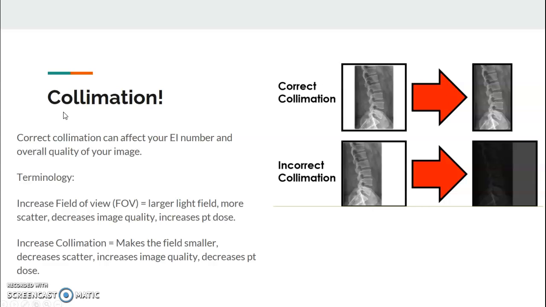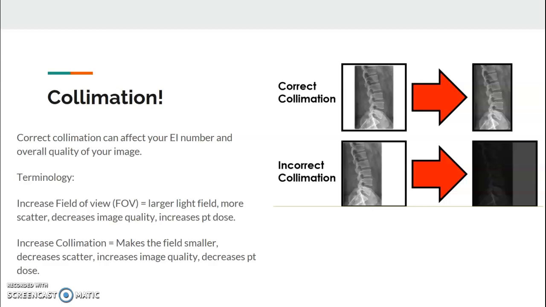Collimation, there can also be collimation errors, and it can affect your EI number and overall quality of your image. So as you can see, if it's not the same on both sides, like this one up here, where you get this nice image, down here, they are most likely not lined up to their image receptor or table bucky or something. So they only have collimation on one side, resulting in this darkened image because it doesn't process well.